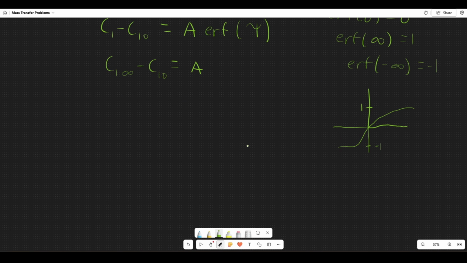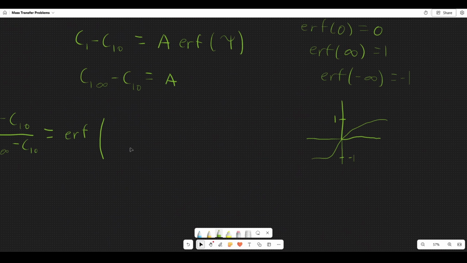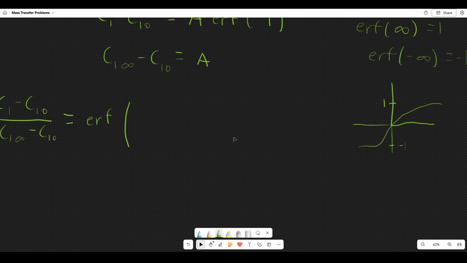And so now we can find what the concentration profile is. I'll divide both sides by a, right? So we get c1 minus c1 naught divided by c1 infinity minus c1 naught, and that's equivalent to the error function. I'm going to go ahead and plug in what psi is. Remember, psi was z over root 4 dt, right? And so we get the error function of z over the square root of 4 dt. Perfect. And so this is our concentration profile.